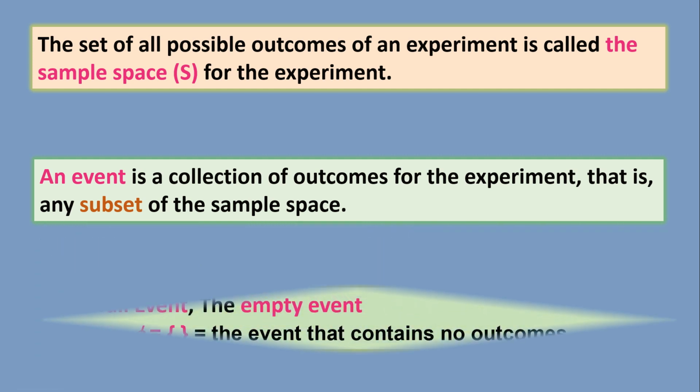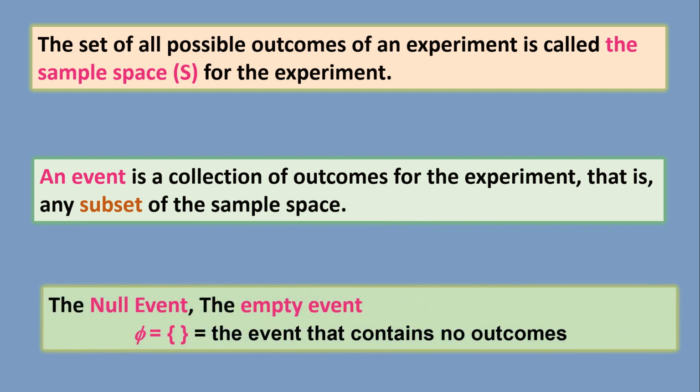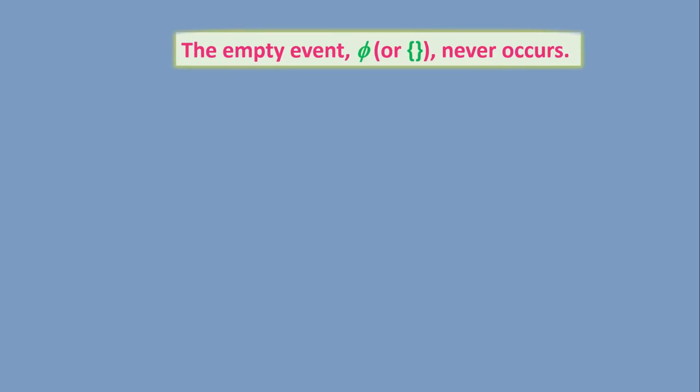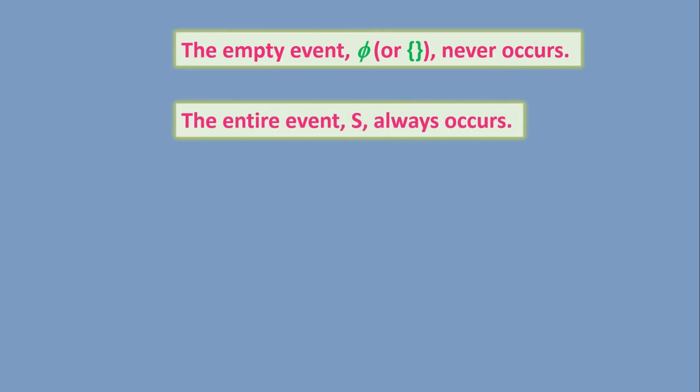Next, the null event, or we call it the empty event. An event that has no outcomes is called an empty event. The empty event never occurs. So these are the notations. You can use either one. The entire event S, the sample space, always occurs.